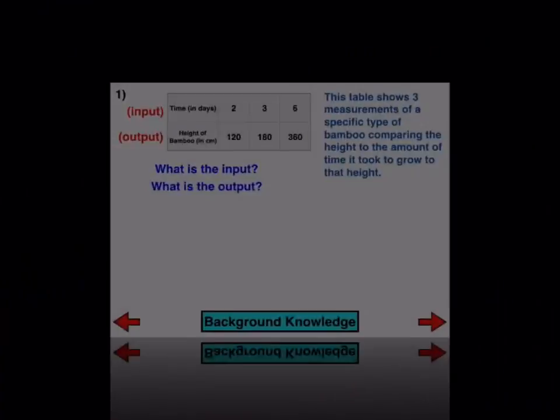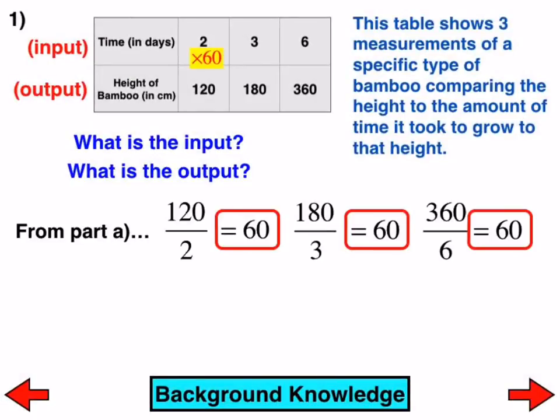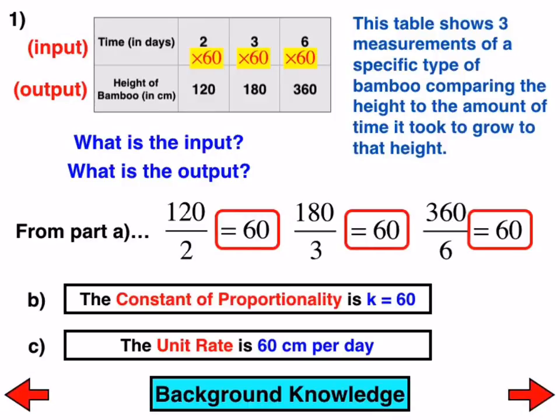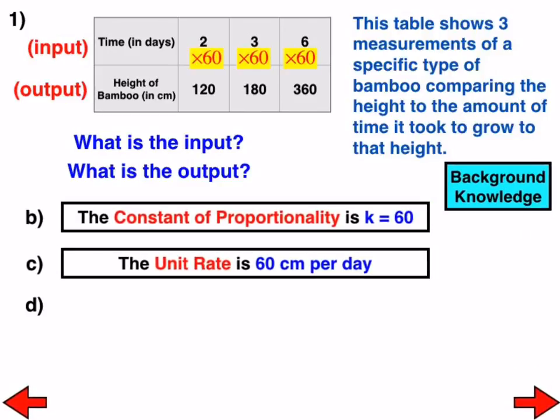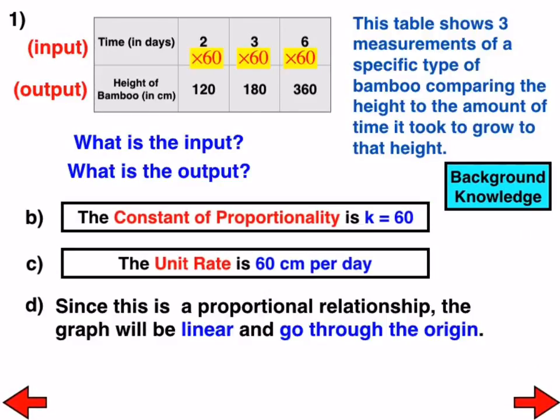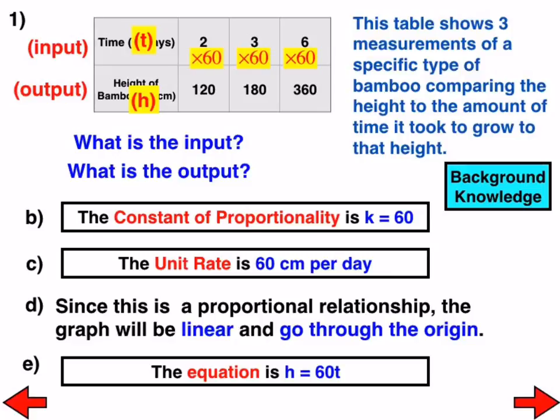All right. So in this problem, once again I'm showing with a constant multiplier there, we found the constant of proportionality. From the table, we can tell that the unit rate is 60 centimeters per day. That 60 is the constant of proportionality. And then from there, we know that the graph has to be linear and goes through the origin since it is a proportional relationship. And our equation should be h equals 60t, and the reason why I'm using h and t is h for height, t for time, kind of makes sense there. And so that's one equation.